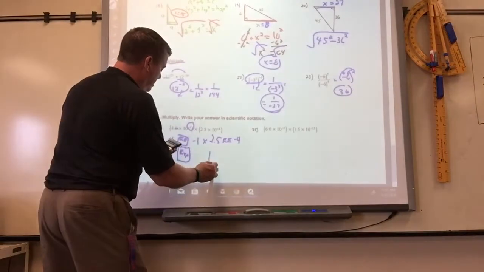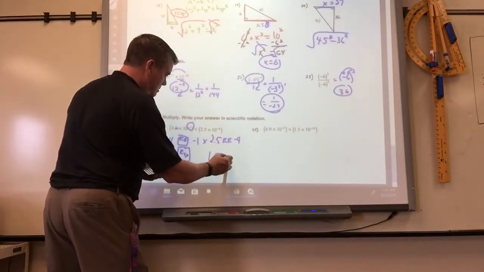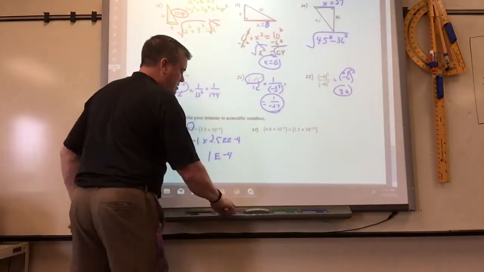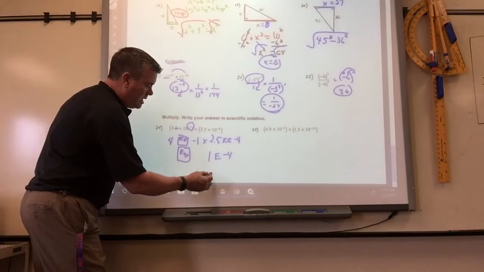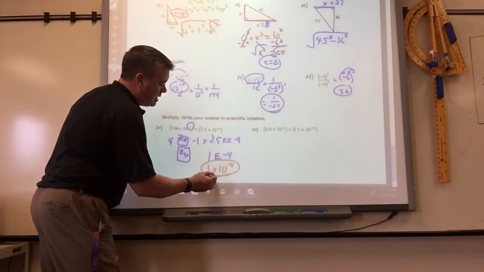And you get 1. Now, some calculators may say this, but if you write it that way, you're going to get a point taken off, because that's not scientific notation. The E is times 10 to the negative 4th. You got to write it that way.